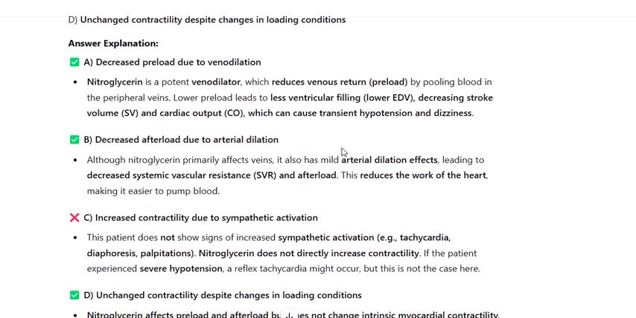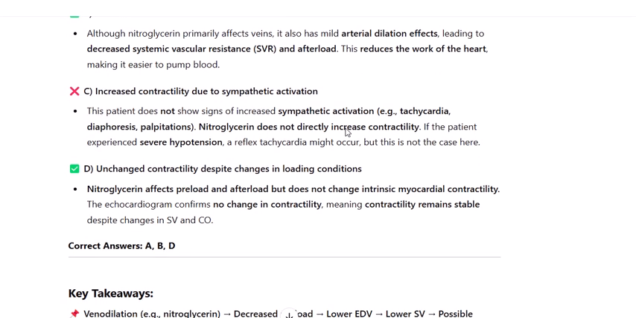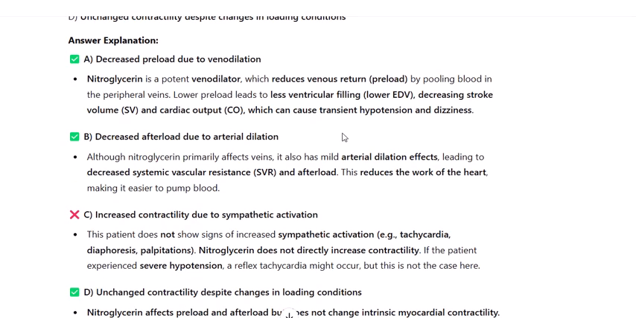A. Decreased preload due to venodilation. Nitroglycerin is a potent venodilator which reduces venous return, preload, by pooling blood in the peripheral veins. Lower preload leads to less ventricular filling, lower EDV, decreasing stroke volume and cardiac output, CO, which can cause transient hypotension and dizziness.